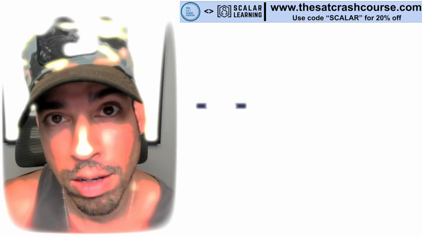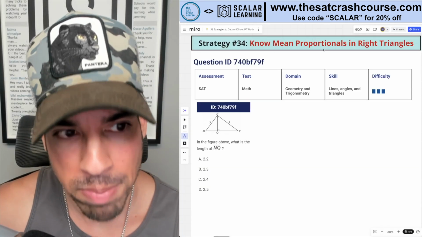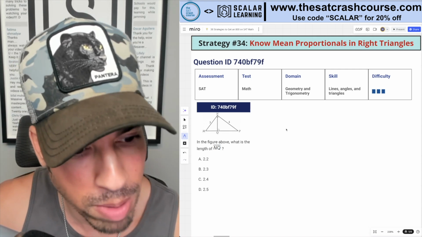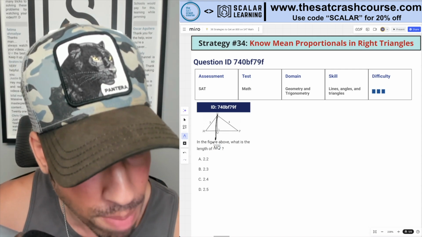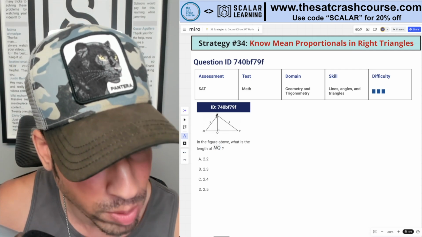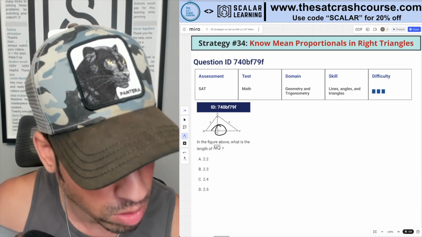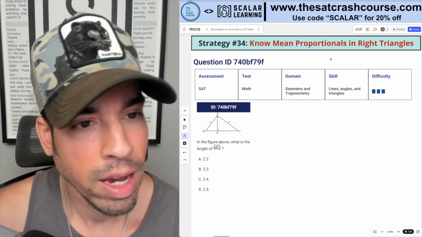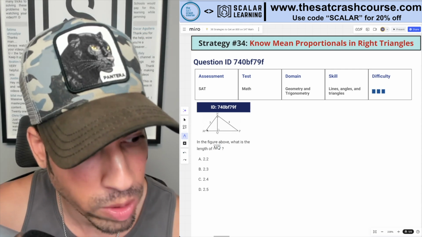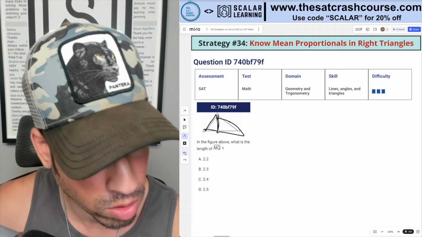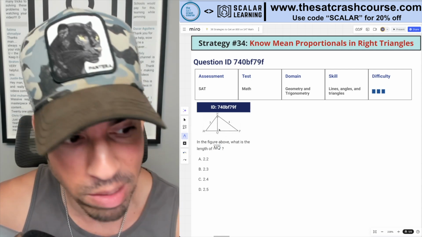Boom, done. Strategy 34, no more mean proportionals in right triangles. So what am I talking about here? I'm talking about any right triangle when we drop an altitude, and an altitude is where we take a line straight down from the vertex that is perpendicular to the opposite side. And what does this create? This creates 1, 2, 3 similar right triangles. Very important. Similar meaning proportionate.